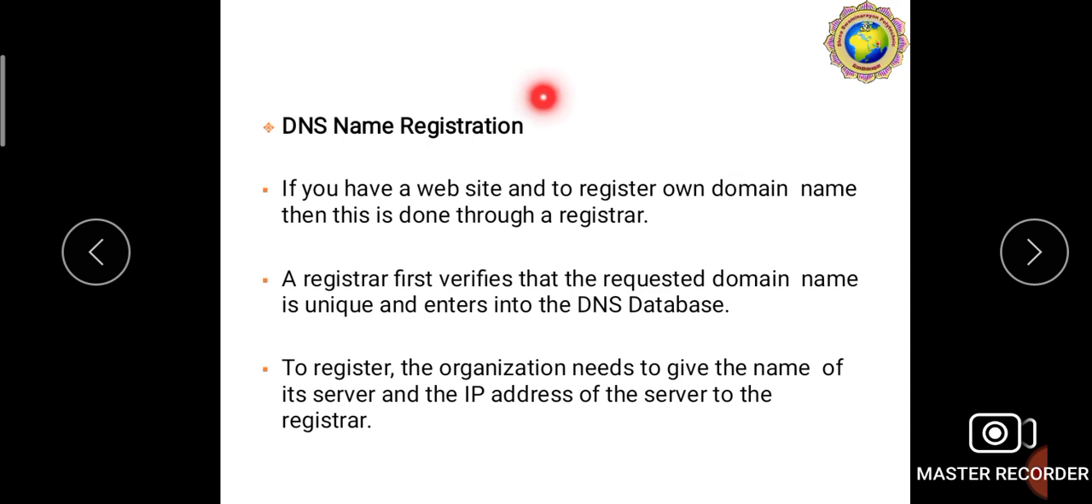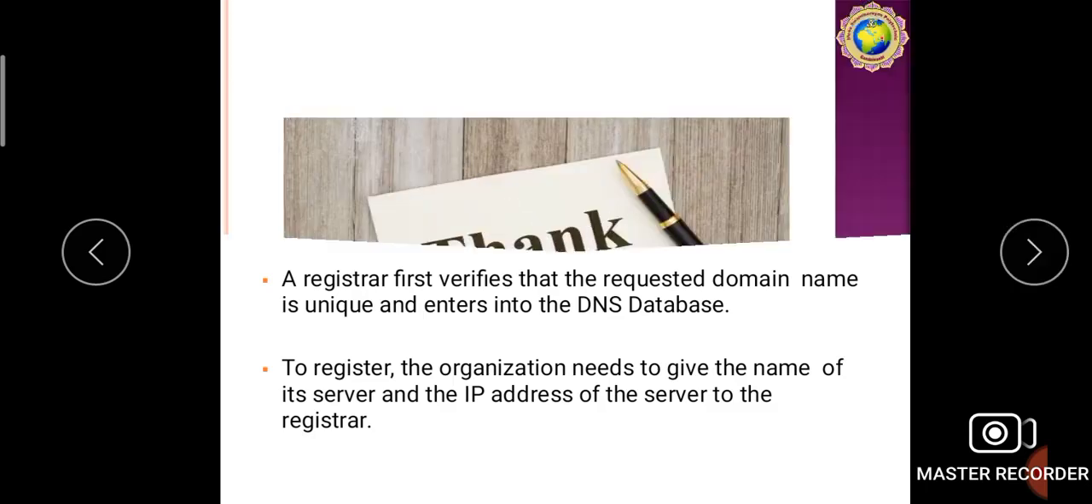Here is the name registration concept. If you have a website and want to register your own domain name, this is done through a registrar. A registrar first verifies that the requested domain name is unique and enters it into the DNS database, and then to register, the organization needs to give the name of its server and the IP address of the server to the registrar.